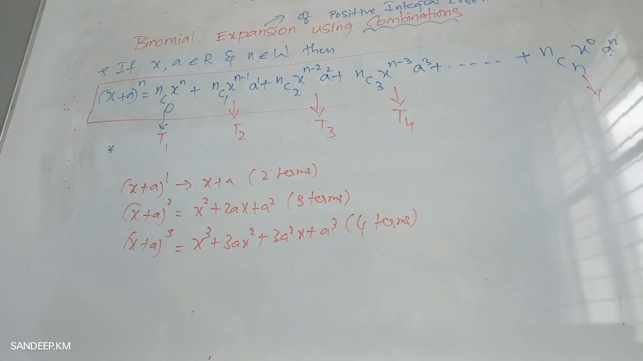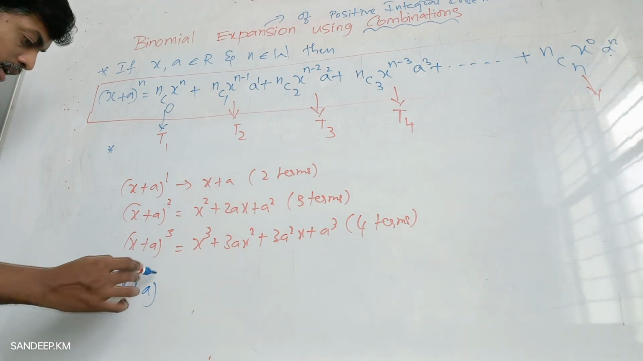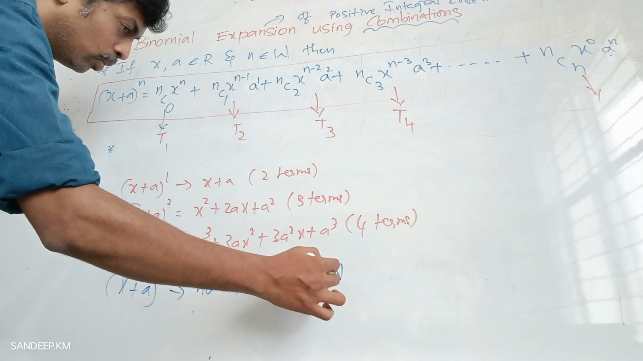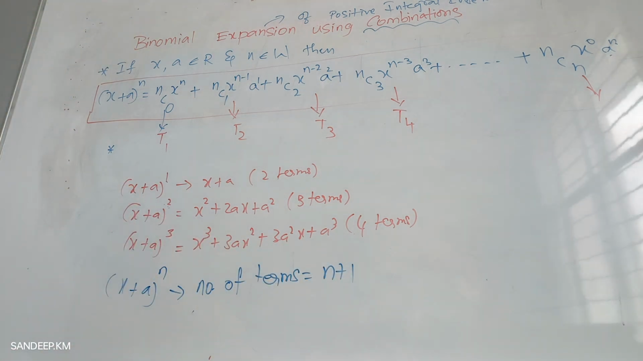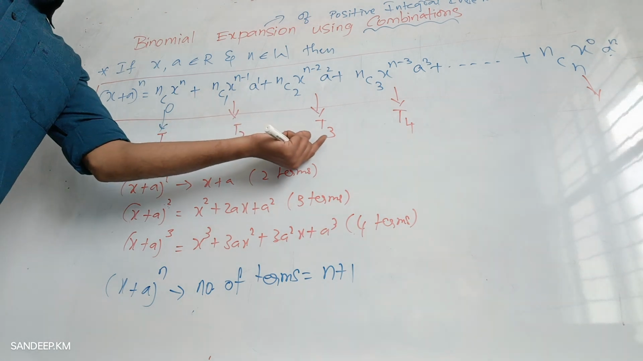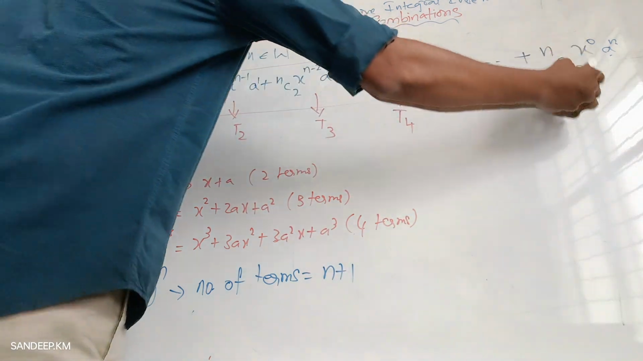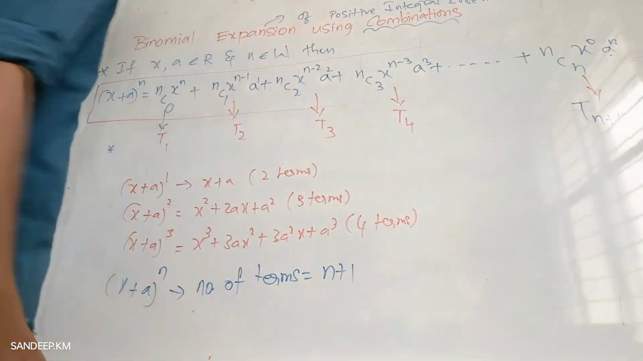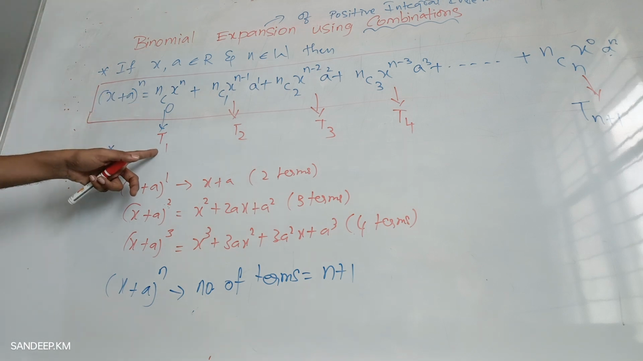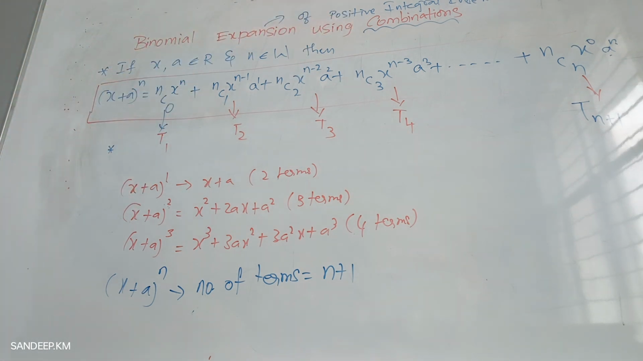So you can say how many terms are there in (x + a)^n? Number of terms is equal to n plus 1. It is not n. If the index is n, then the number of terms is n plus 1. Therefore, if the first term is represented by t1, the second term as t2, the third term as t3 and so on, the last term is Tn plus 1. Please understand this. There are totally n plus 1 terms. The first one is t1 and the last one is Tn plus 1.